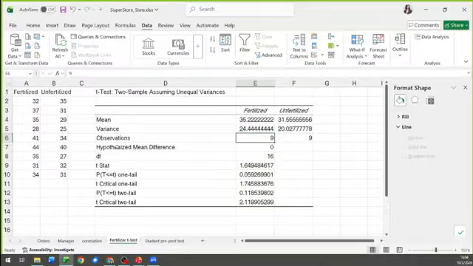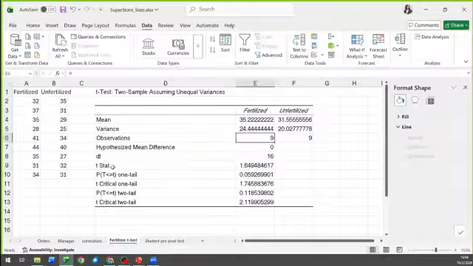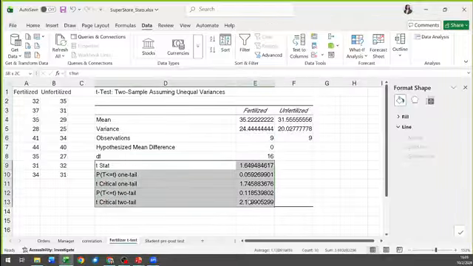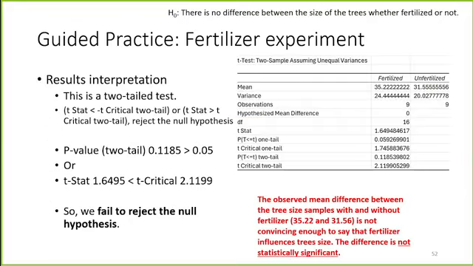The observations are the same. For the two sample t-test, you can have different numbers of samples between the two samples, so fertilized may have 10 plants and unfertilized may have 20 plants. That's fine, it can still be calculated. What we are interested in are these 5 values. What are these 5 values? First we need to know whether our test is a one tail or two tail test.